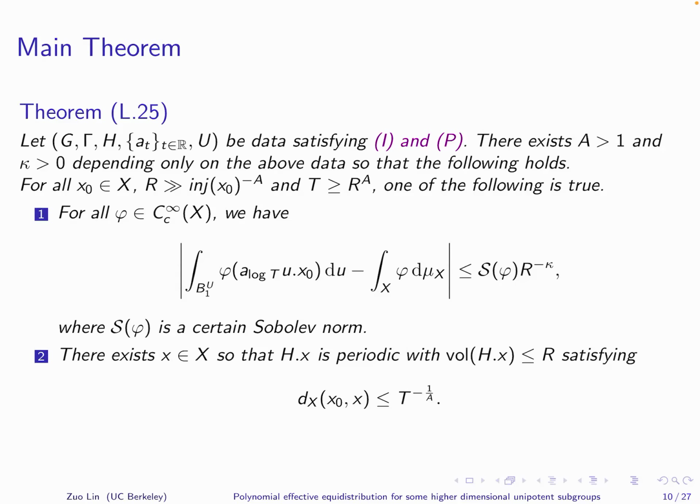Either such an average equidistributes with a polynomial rate, or your initial point can be well approximated by some lower dimensional small submanifolds. And you can think about those periodic orbits of H as rational objects. So your initial point is well approximated by some rational objects, and it is not Diophantine.